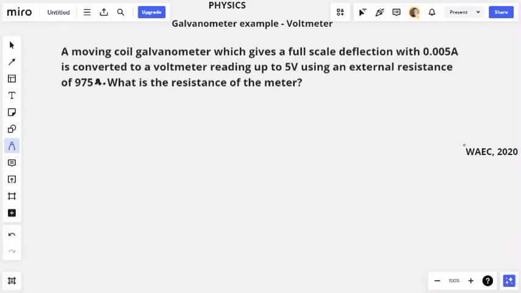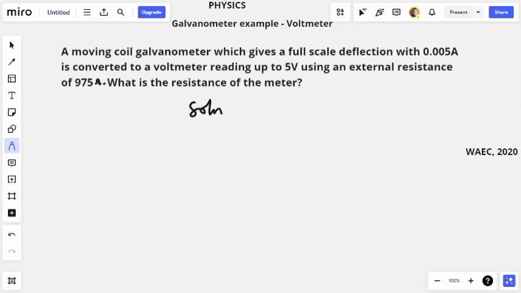2020 question on the galvanometer. It says a moving coil galvanometer which gives a full scale deflection with 0.005 amps is converted to a voltmeter reading up to 5 volts using an external resistance of 975 ohms. What is the resistance of the meter?